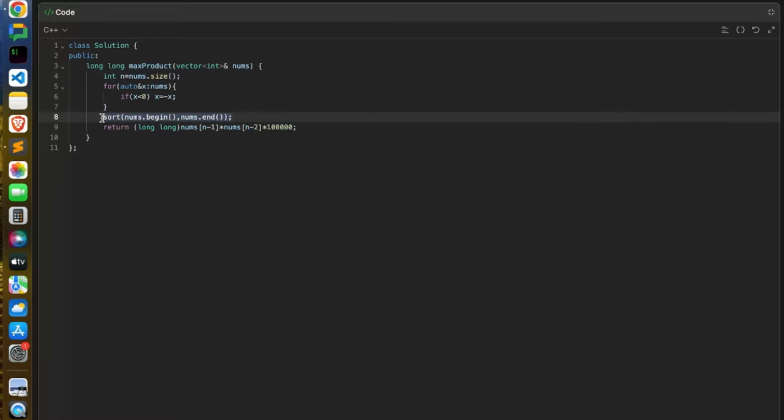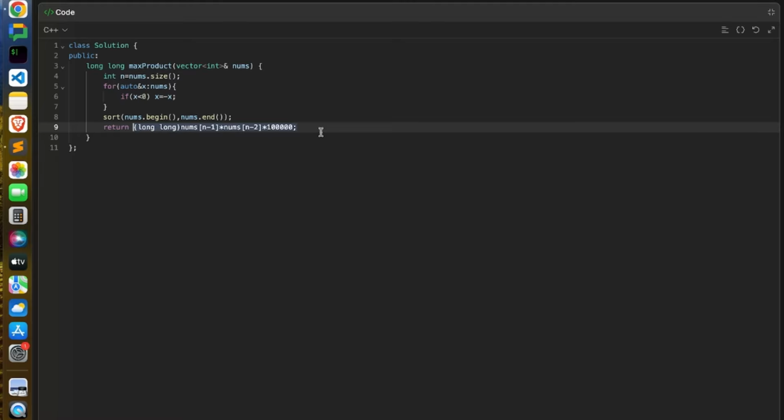Then I have sorted it. Then I have found the max two numbers, max1 and max2, because I know that the number is always going to be positive and the result is always going to be max1 multiplied by max2 multiplied by 10 to the power 5. So this is your answer. So yeah, this is all about the second problem.